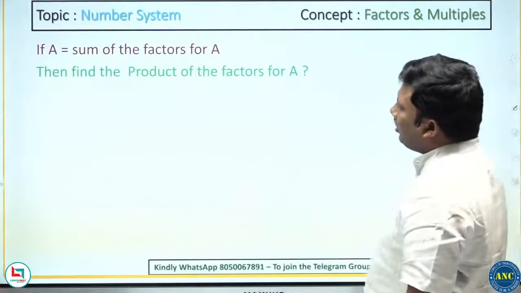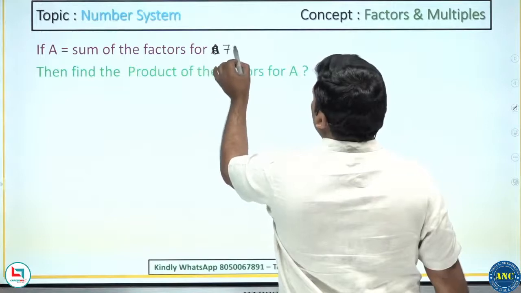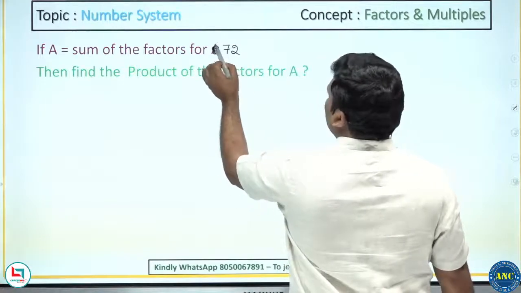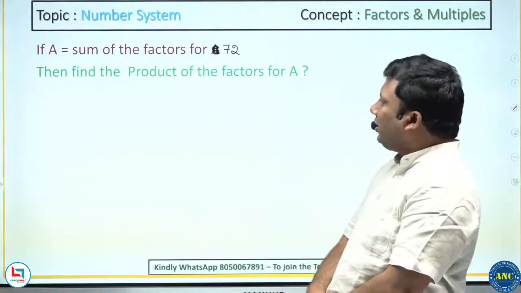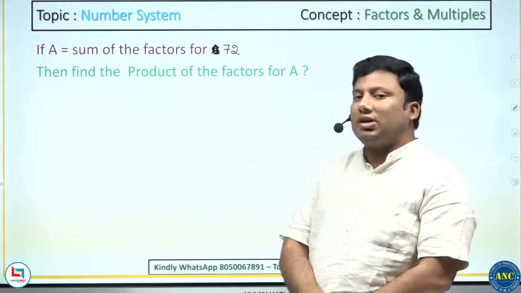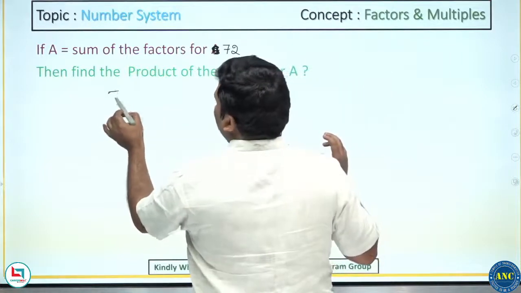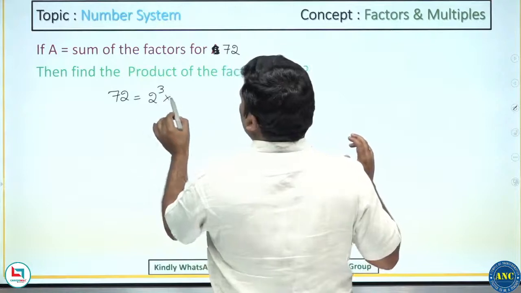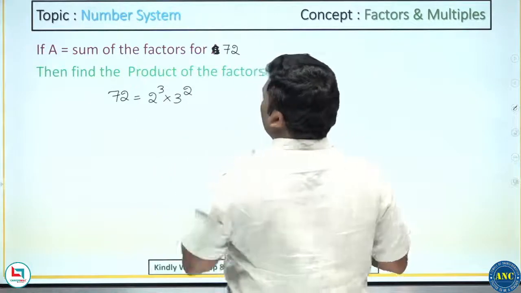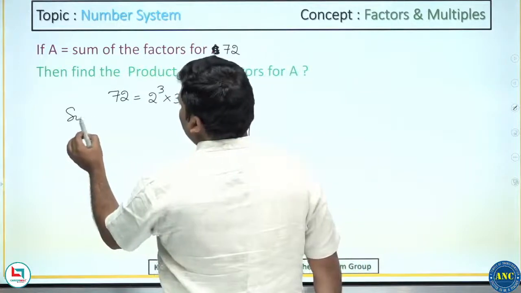Now another question. A is the sum of the factors for 72. Another examination related question. A is the sum of the factors for 72. Then find the product of the factors for A. So we have to do the sum of the factors for 72. 72 is 2 cube into 3 square, since 8 nines are 72. Sum of the factors for 72.